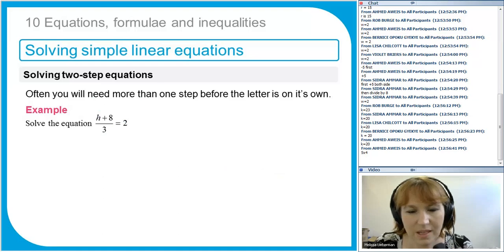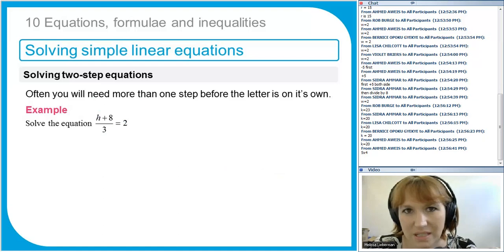Okay, how about this one? Now this time we've got h plus 8 divided by 3, and the h plus 8 is above the fraction, so I can't really take away 8 from both sides to start this off because the 8 is also being divided by 3. So it's like, because of the order that it's been done in, we'll need to unpick it in a different way. So we'll need to get rid of the divide by 3 first.